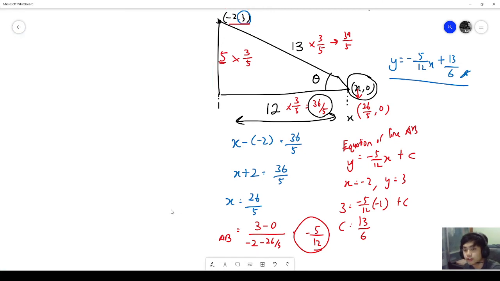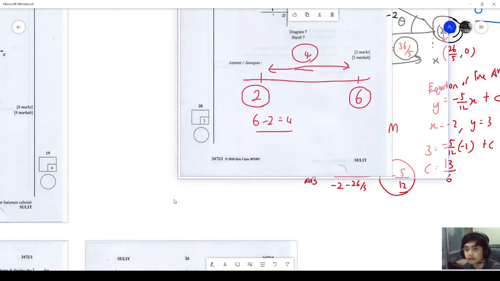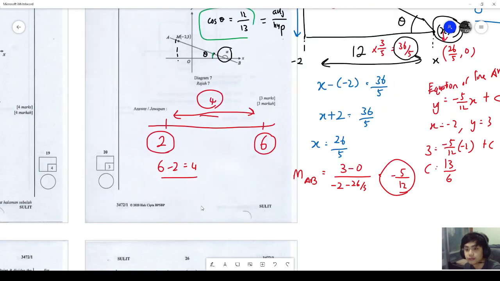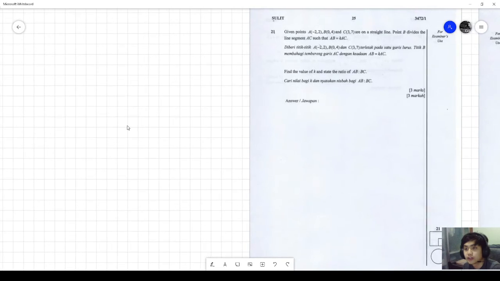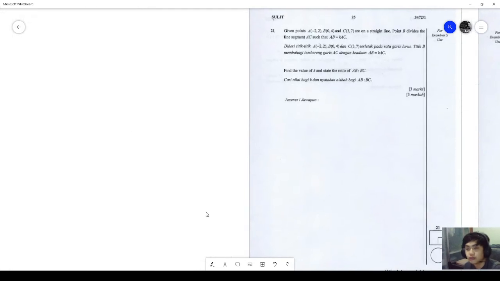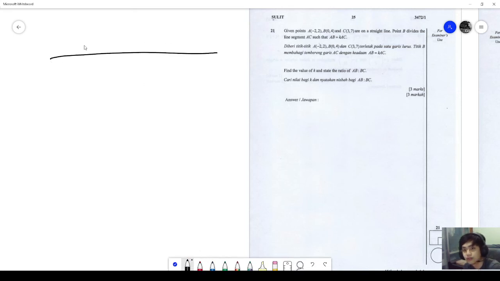So moving on to question 21. So for question 21, given points A(-2, 2), B(0, 4), C(3, 7) are on a straight line. Point B divides the line segment AC, AB equals to KAC. So we have a line segment here. So I'm just going to draw it. So this is A, B, and C. So they told us that AB equals to KAC.